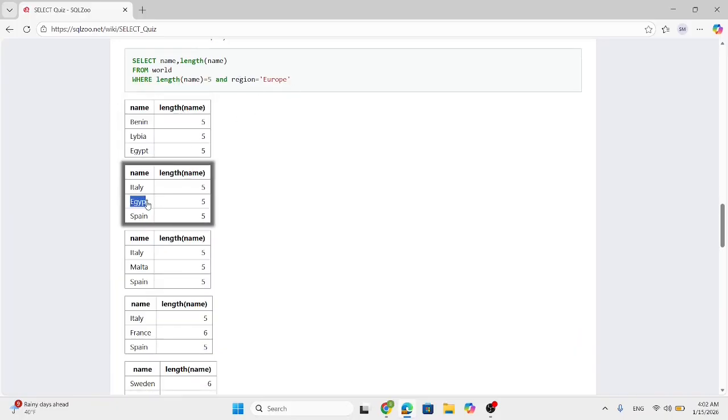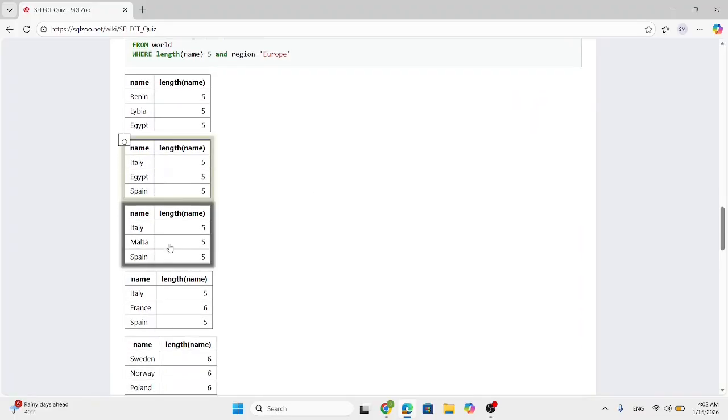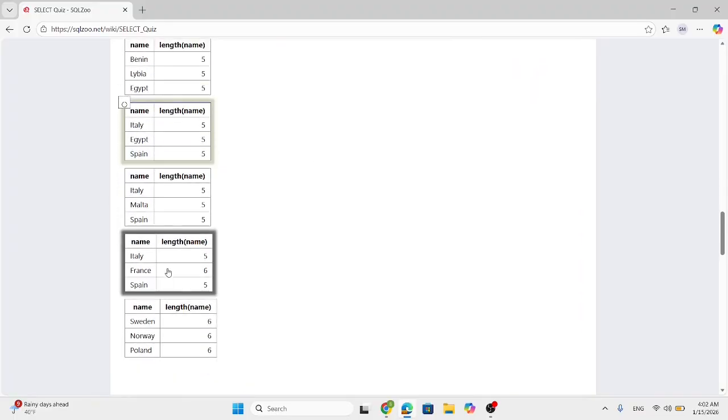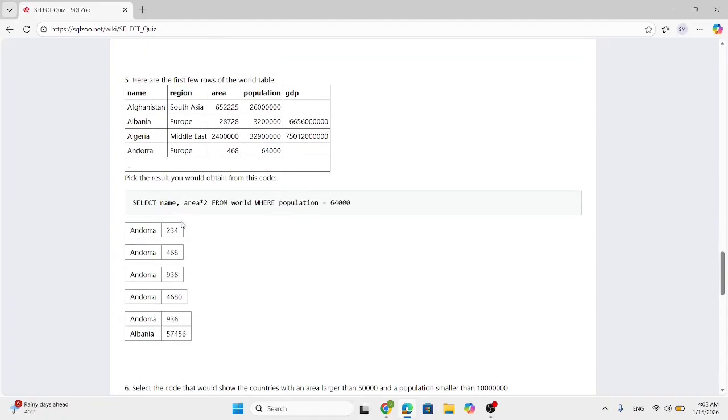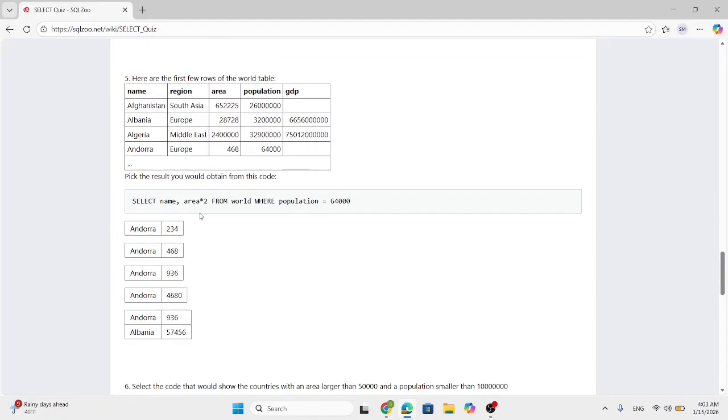This one, Egypt is in Africa. Wrong. And in this one, the length is 6. In this one, all of their lengths are 6. That's why the true answer is this one.